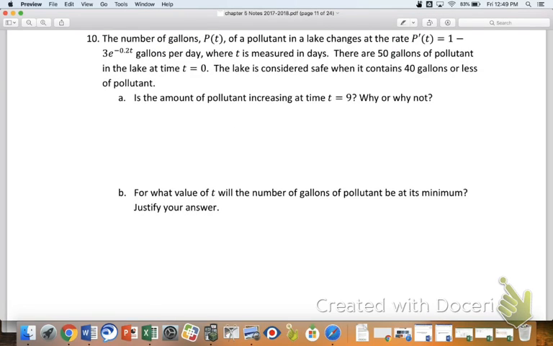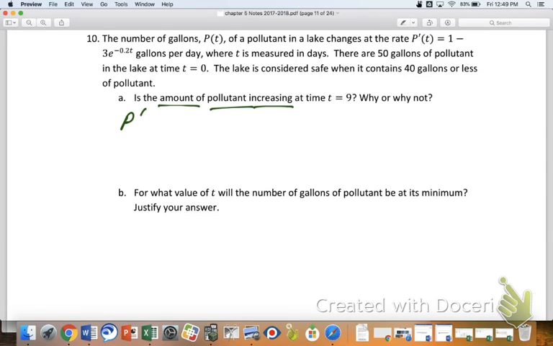If you are trying to figure out if the amount of pollutant is increasing or not, with P standing for the amount of pollutant, you've got to consider P prime, right? So here would be our thinking. If I could figure out P prime and I find out that P prime is negative, that means that P is decreasing. But if I find out that P prime is positive, that means P is increasing. So that's that old stuff from way back, chapter 3. So all I really need to do here is find P prime of 9.